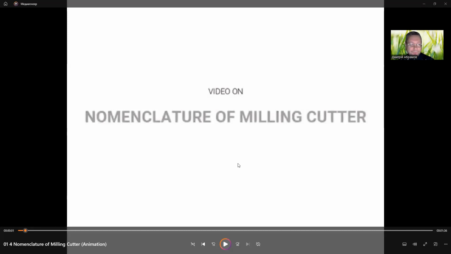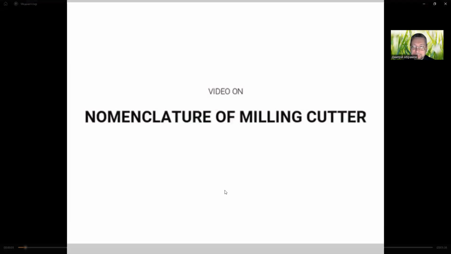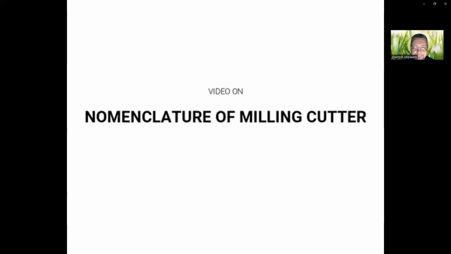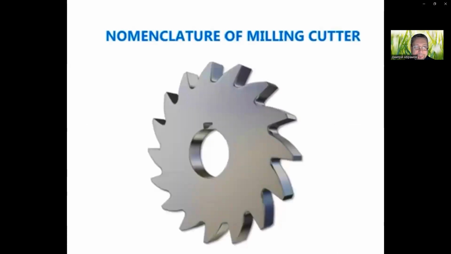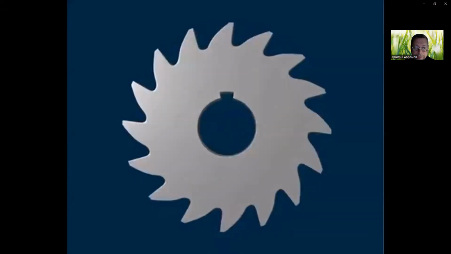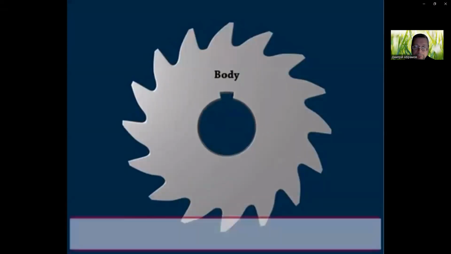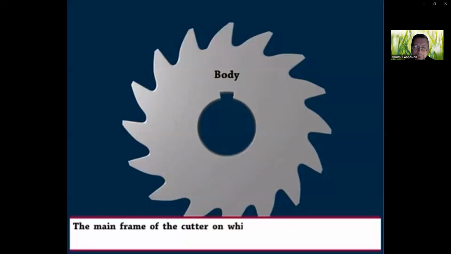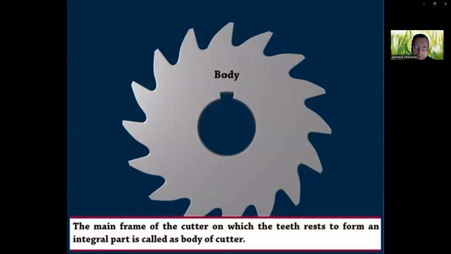And now I want to show you the last video, about nomenclature of milling cutter. Nomenclature of milling cutter. Let us see the 3D model of a plain milling cutter. Now, the plain milling cutter can be named as follows. The main frame of the cutter on which the teeth rest to form an integral part is called the body of the cutter.